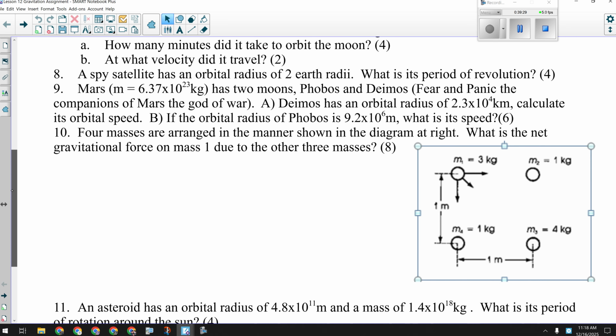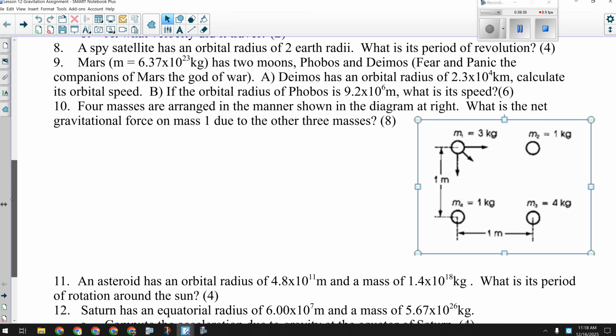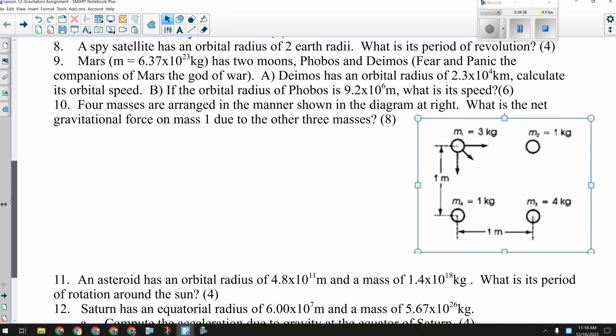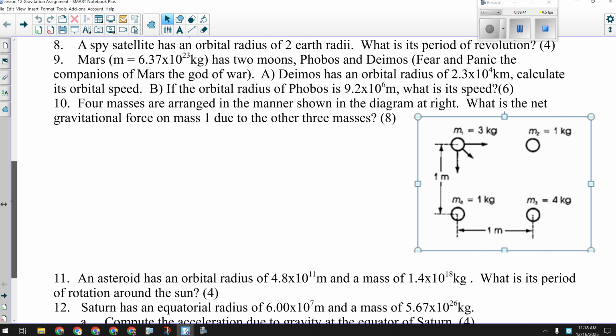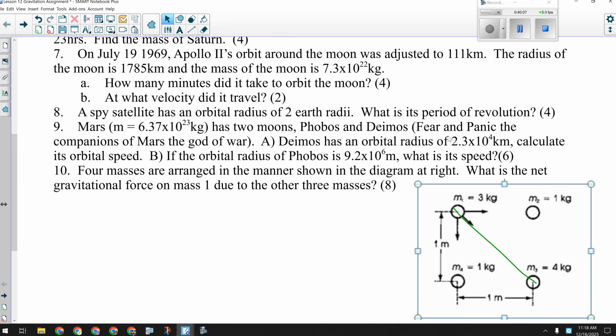Number 10 is like the ones we did today, the net gravitational force questions. We are looking for the net gravitational force on mass 1. That is the top right. It is being pulled that way, and diagonally. One thing to keep in mind, the dimensions of this square are 1 meter by 1 meter. The distance across is not 1 meter. That's the most common mistake on that one. From this corner to this corner is more than 1 meter. I'm just putting that out there because sometimes people make that mistake.